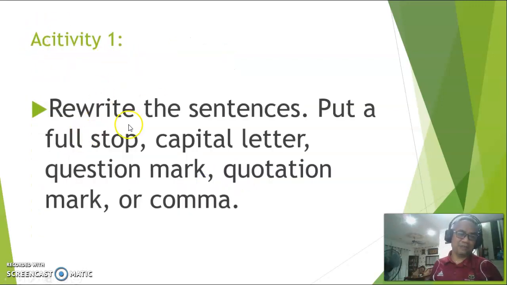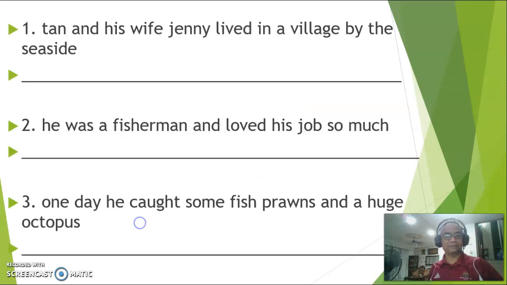Activity 1. Rewrite the sentences. Put a full stop, capital letter, question mark, quotation mark, and/or comma. This activity is in your handouts. The sentences are: number 1, Tan and his wife Jenny live in a village by the seaside. Rewrite the sentences by using the correct punctuation. Number 2, he was a fisherman and loved his job so much.